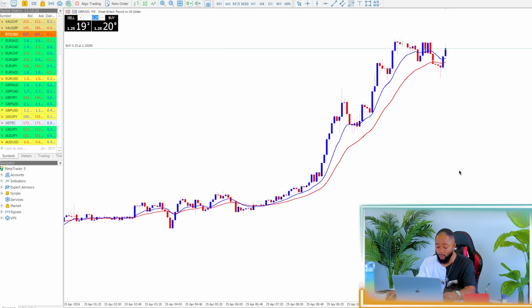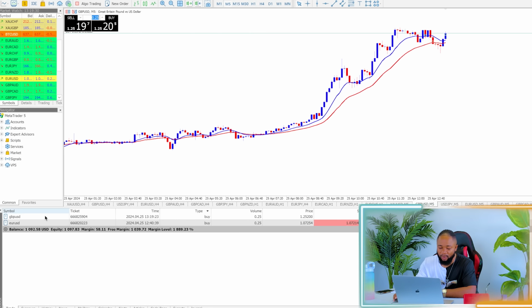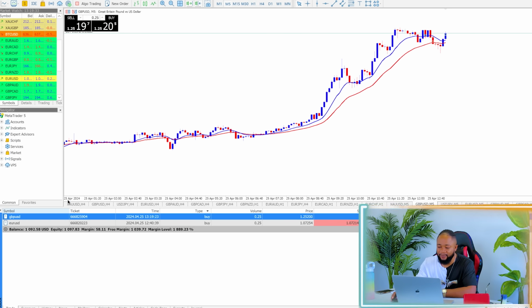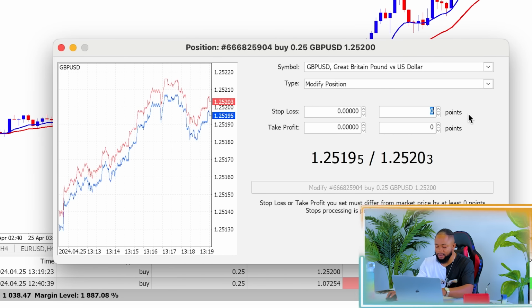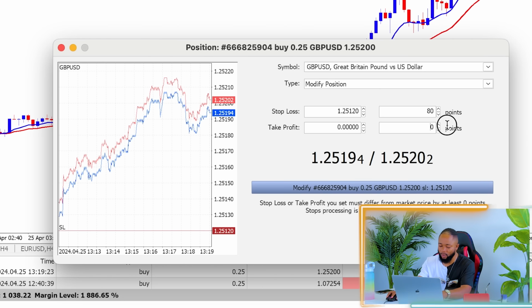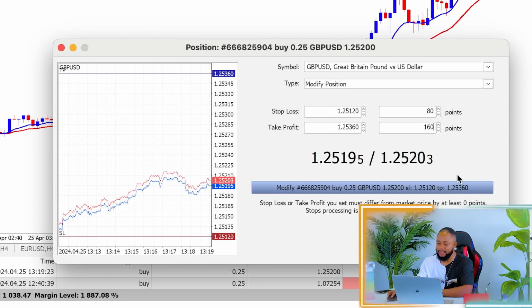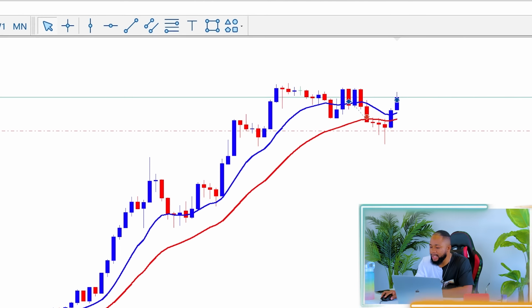Let's just quickly go and modify the trade. Let's open our trading terminal. And then we quickly go on Great Britain Pound USD, go on modify. We're going to be risking 8 pips, which is the same as 80 points. And we'll go for 16 pips, which is 160 points. Voila. So we're already into this one.